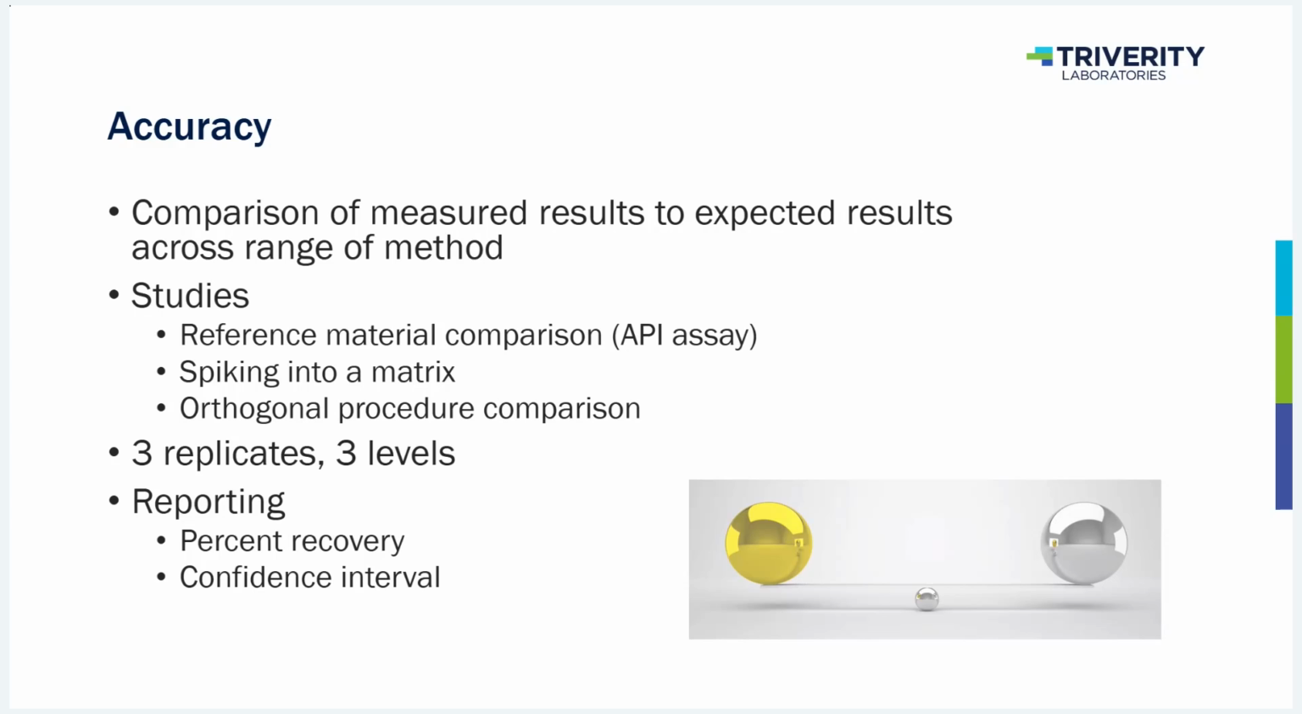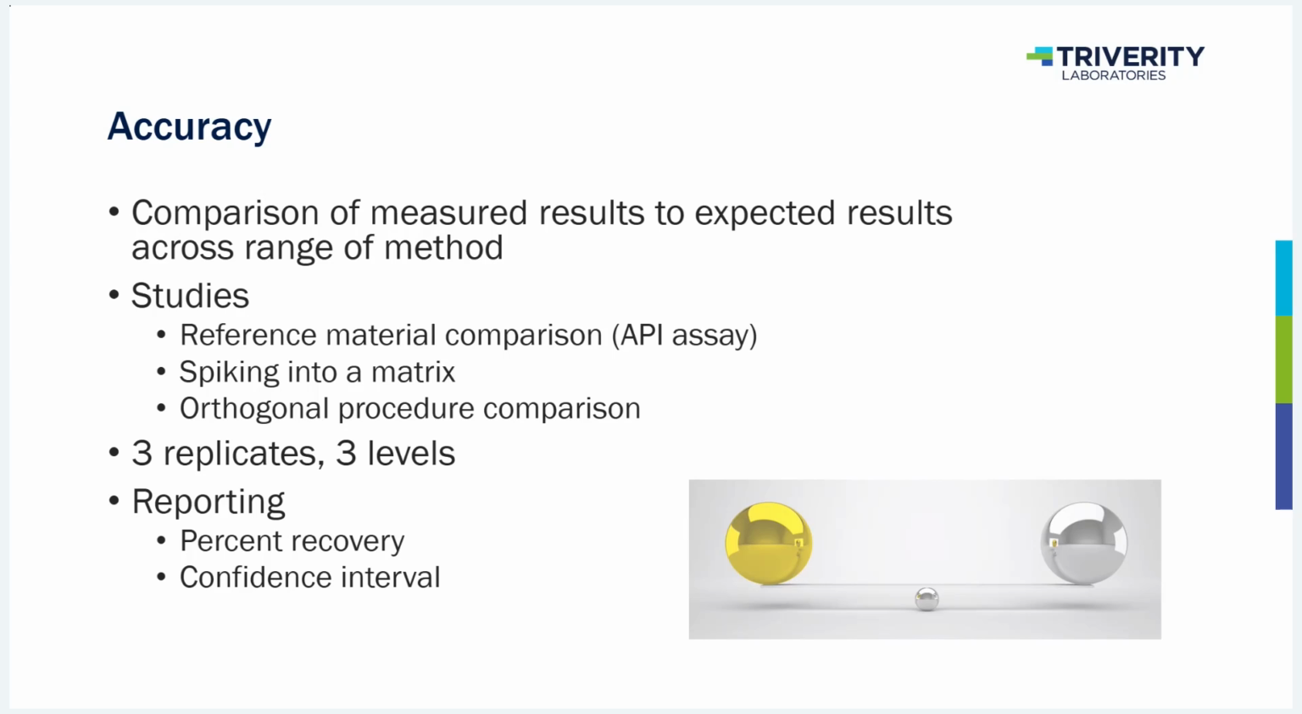Accuracy. So accuracy is a comparison of your measured results to your expected results across the range of your method. So you are going to look at, when you analyze something, how does it compare to what it was supposed to be? What is it compared to the theoretical concentration? The studies that you can do is comparison to a reference material. And comparing to a reference material is really just analyzing it against a standard. So in this case, this would be like what we would do for an API assay. We're not doing any spiking or anything like that. You can't spike a pure substance for the assay.